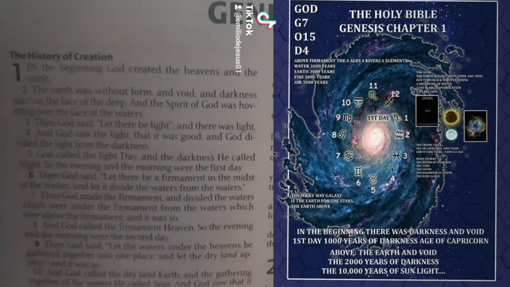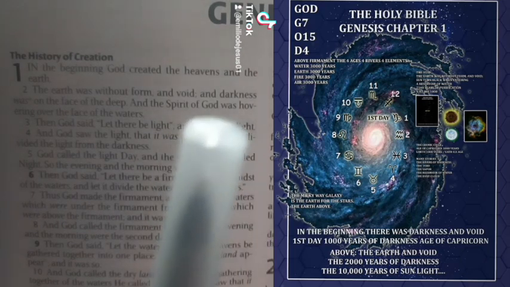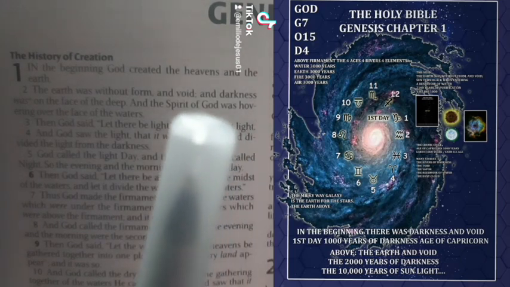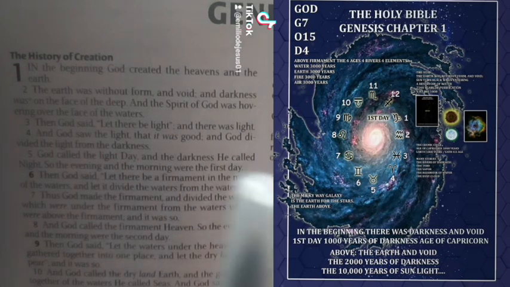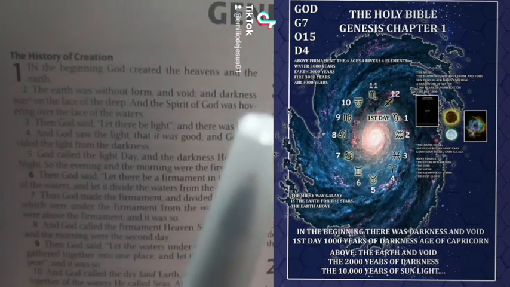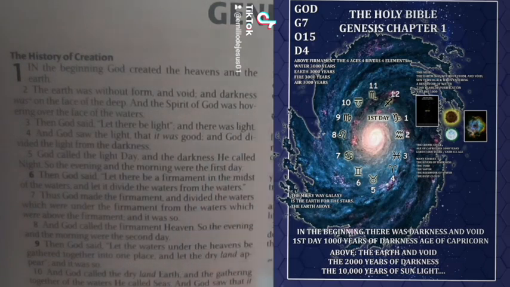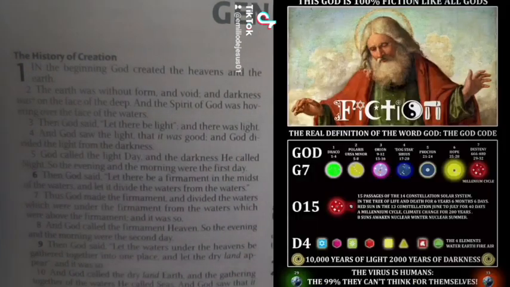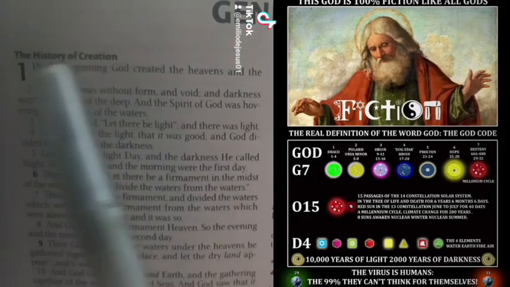Our yellow sun orbits the Milky Way galaxy in 12,000 years. That's 144,000 months. We will have 10,000 years of sunlight and 2,000 years of darkness. So in the beginning is Capricorn, all right? Now the next word it says God.